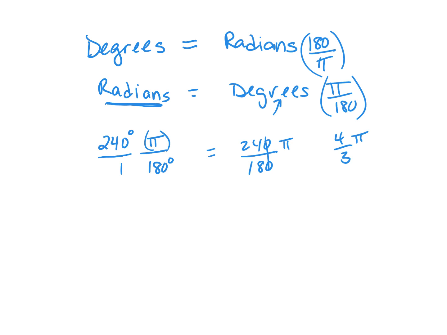Now if we go the other direction, 4/3 pi is radians, and I want to get to degrees, then I have to multiply the radians by 180 over pi. Look what happens to the pi's. They bite the dust. And I get 4 times 180, which is 720, divided by 3, which is 240, I hope.